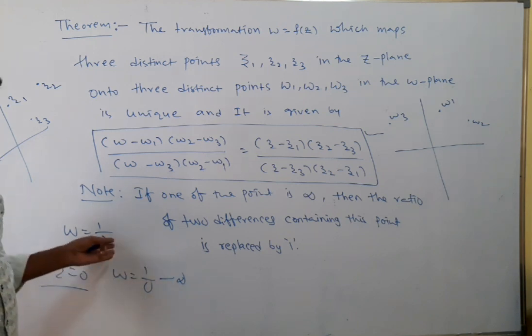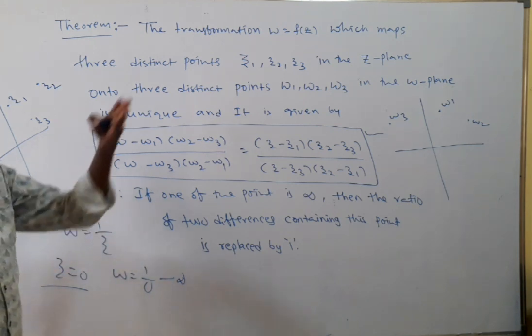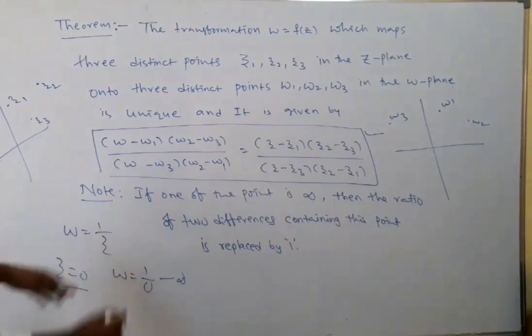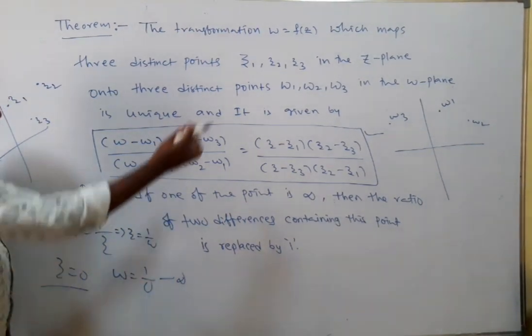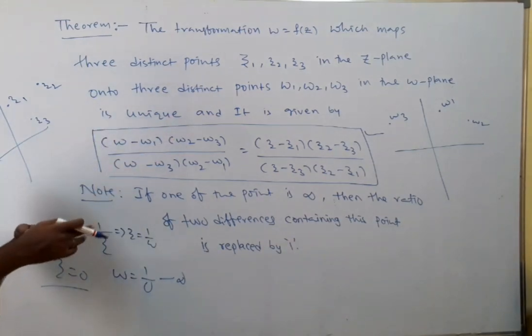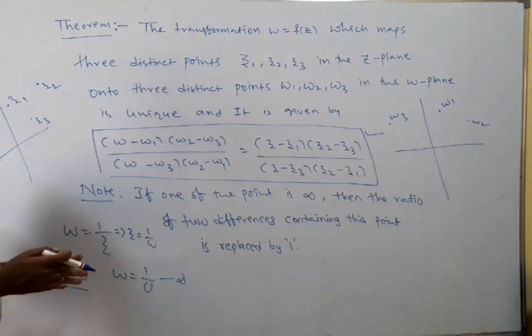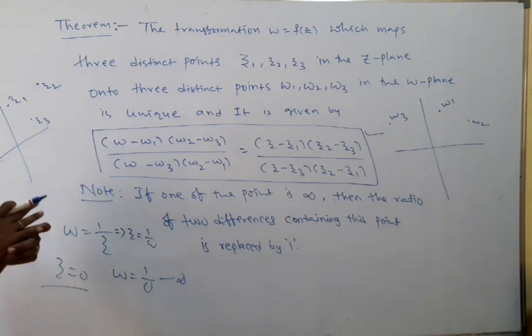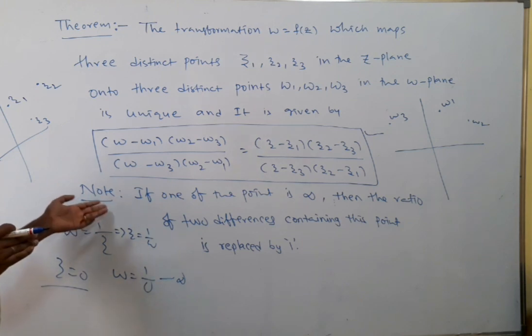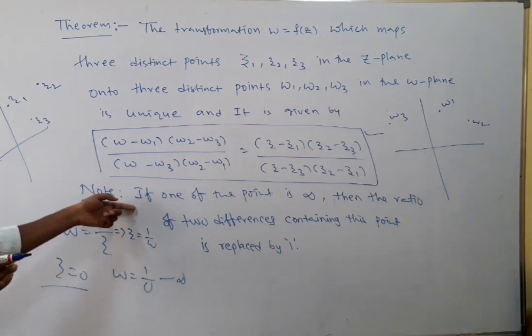Suppose we have 0 in this case. From this, z is equal to 1 by w. Yes, what is the pre-image of 0? Yes, the pre-image of 0 is infinity. Either z may be infinity or w may be infinity. If we have infinity like this, how are we going to take it, right? That can be understood by this note.